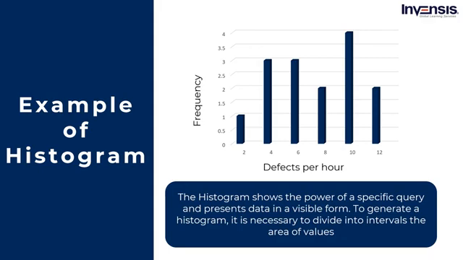To generate a histogram, it is necessary to divide the area of values into specific intervals, such as 5, 10, 15, etc. The term for such a range is bin, and these bins are linked to each other. Each period is the same length, and the intervals do not overlap.